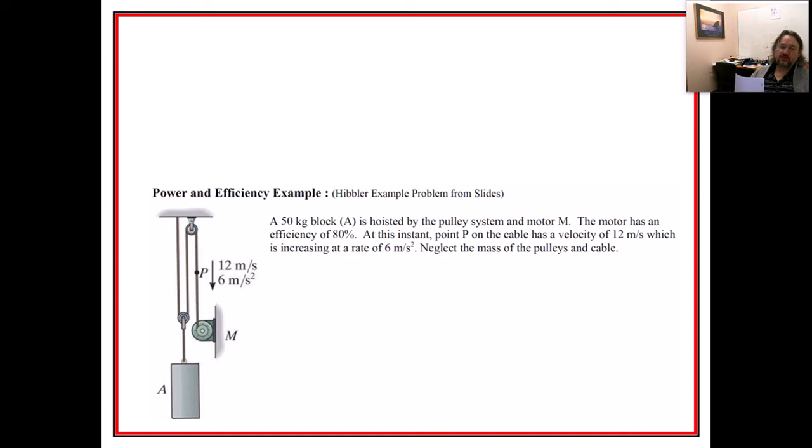This is an example of power and efficiency. That's what we were introducing in class 9. So I figured I would do a problem with power and efficiency. I think of this as sort of an elevator problem, maybe.